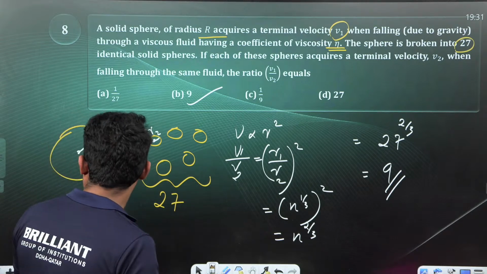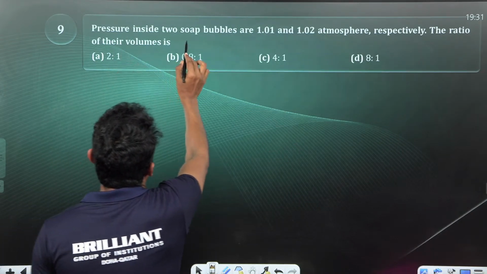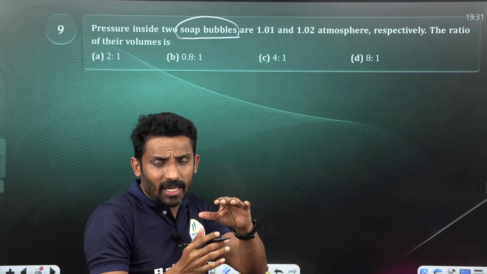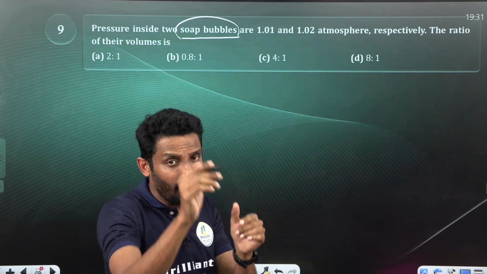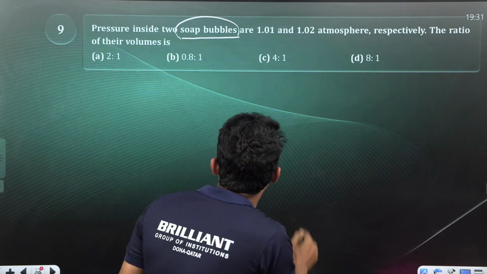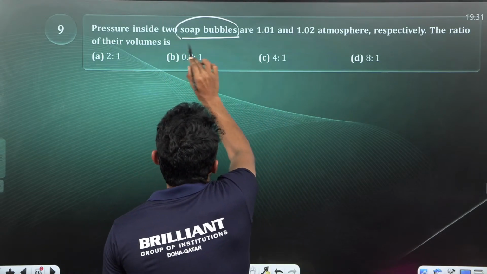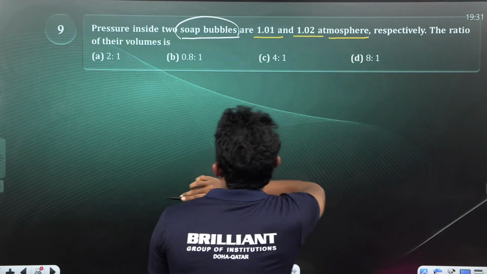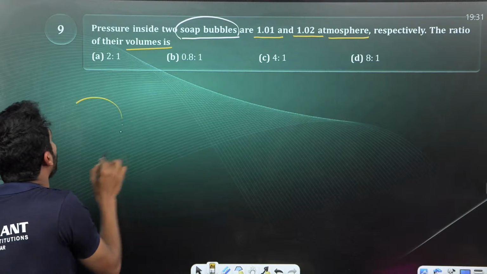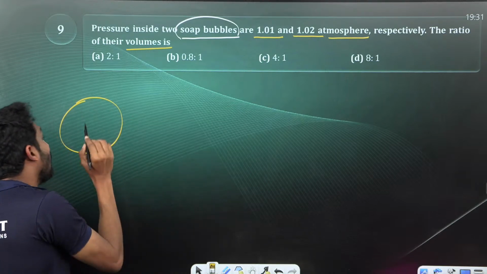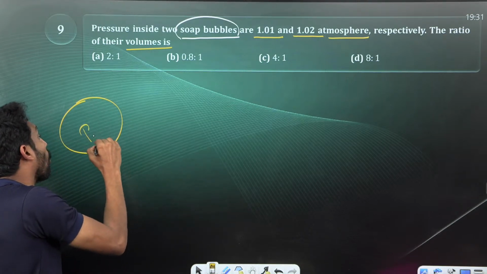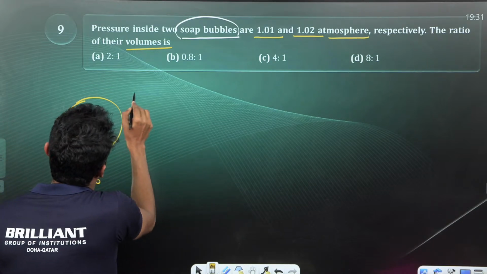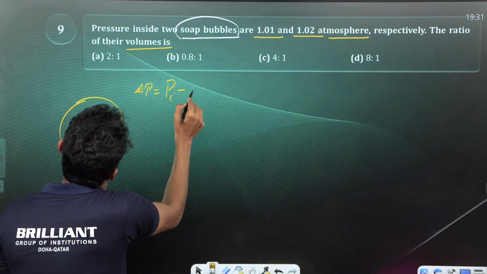Understood? Okay. Now the question is the 9th one. Pressure inside two soap bubbles. This is a soap bubble. A soap bubble has two surface areas, outer and inner. Keep it in mind. Pressure inside two soap bubbles are 1.01 and 1.02 atm respectively. The ratio of their volume is asked. First of all, what's the idea of excess pressure? Inside a drop or bubble, the pressure inside will be greater than the pressure outside. That's the idea. Means the excess pressure delta P is Pi minus Po.